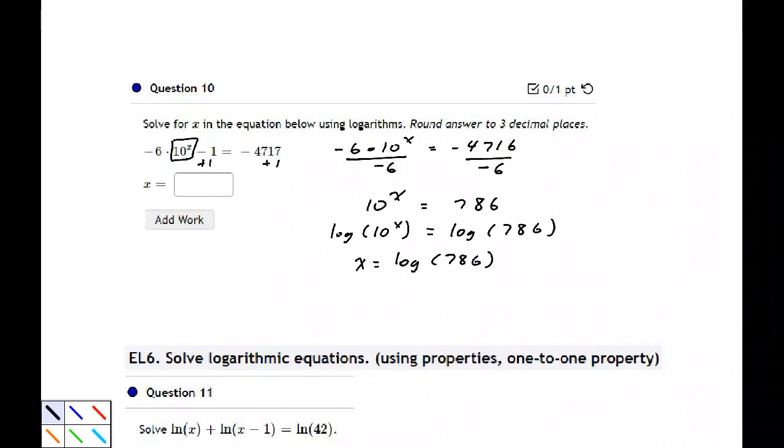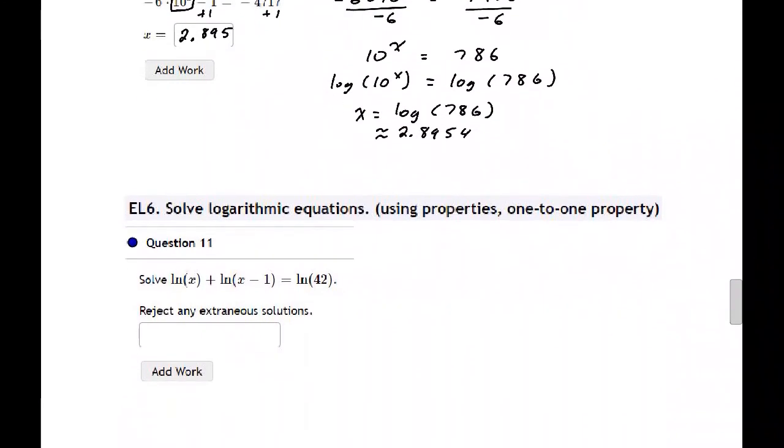Log of 786 is equal to approximately 2.8954. But we're rounding to 3 decimal places, so we would say that x is equal to 2.895. And as always, we have some work to add to that question.